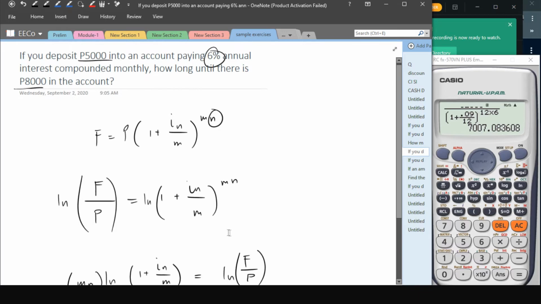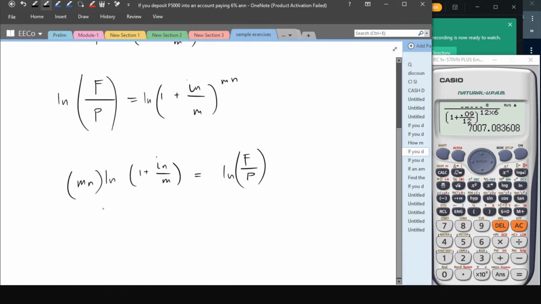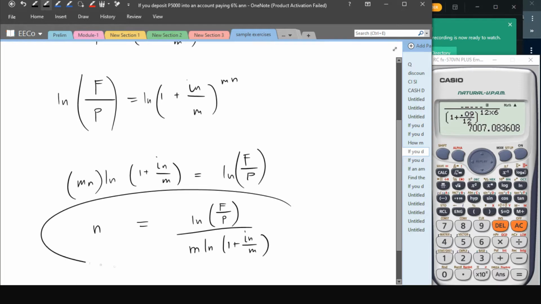Para diretso na. Hinahanap lang yung year. So, mn. Hinahanap natin si n, diba? O, pwede na dito. So, this will become, iwan na lang natin si m, n is equal to ln of F over P divided by m times ln of 1 plus i over m. Diretso na para makuha mo si n.